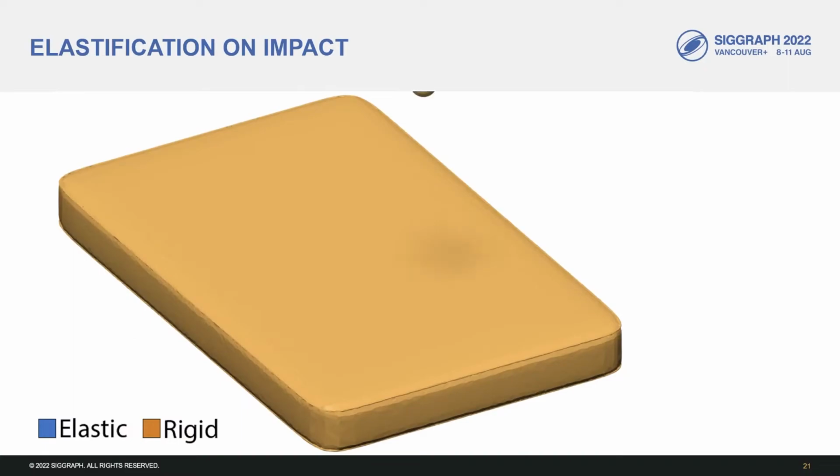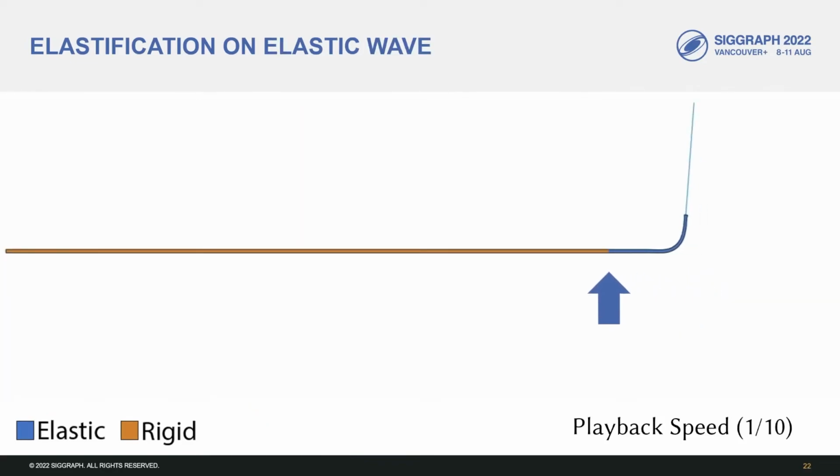Here is a closer look at elastification for new contacts, and the variation of region of elastification due to the impact magnitude. The second bounce of the bowling ball produces a small force on impact, and in turn creates a smaller localized elastic region on the mattress. Here we see an example of elastification due to an elastic wavefront propagating through the thin noodle.